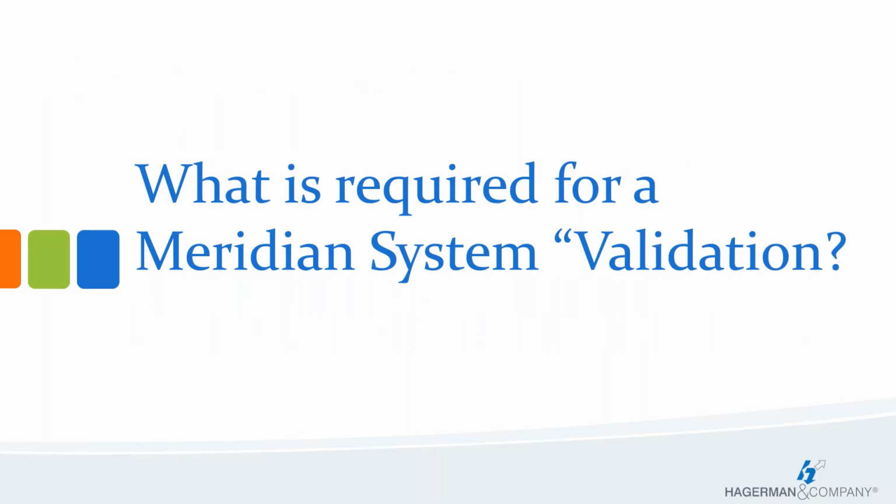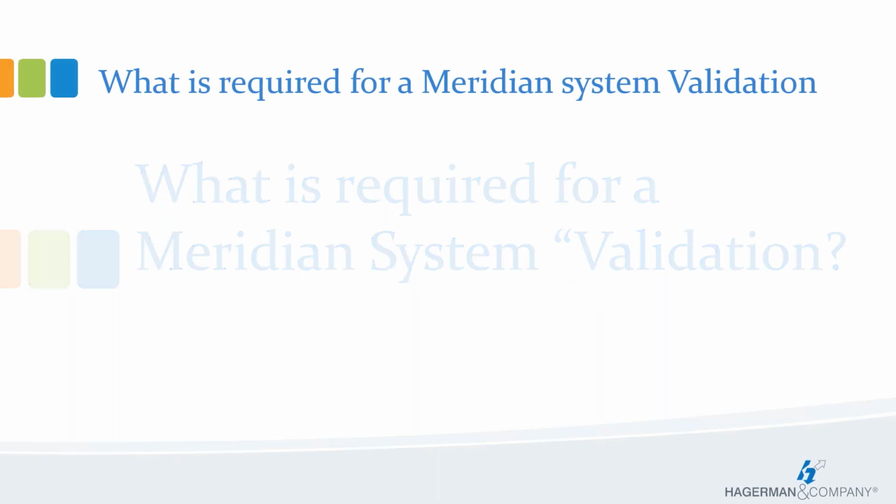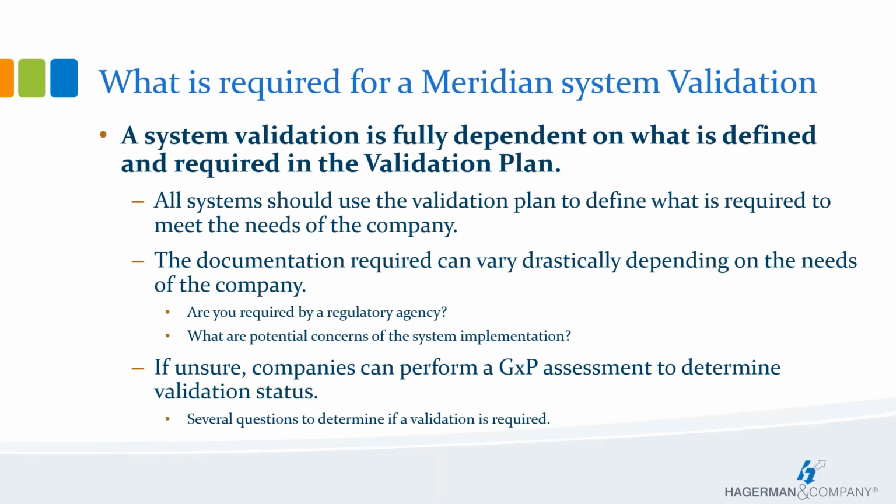All right, so next we're going to go to what is required for a Meridian system validation. So a system validation is fully dependent on what is defined and required in the validation plan. So like I said previously, just because several documents are available doesn't mean that we have to execute each one of those. The validation plan establishes what we have to execute, and then as long as we follow every step in that validation plan, everything should be good.